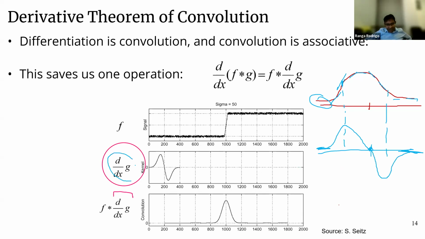d by dx g, that's the derivative of the Gaussian function. And you can run that on the image. If you run that on this f(x), you will get a peak at the edge. This is the way to detect edges. So you have filters called derivative of Gaussian filters. How do you do that?